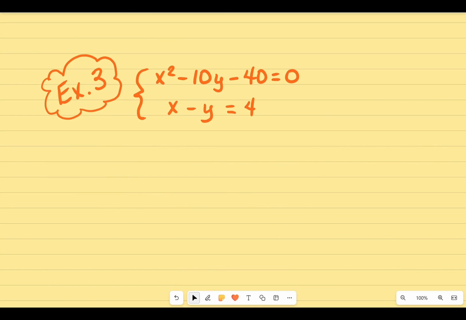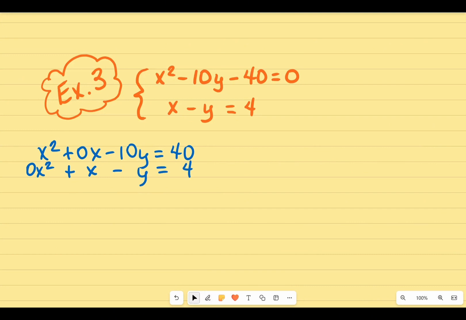All right, so the first thing I would do is rewrite these systems, because I noticed that the first system has an x squared term, but the second one doesn't. The second system has an x term, but the first one doesn't. So this is what it would look like using a 0 placeholder. I would have x squared plus 0x minus 10y, and I would move that negative 40 over to the other side, which means I have to change the sign. So it's now positive 40. And on the bottom, I don't have an x squared term, so it's going to be 0x squared plus x minus y is equal to 4, and I don't change the sign of 4 because it's already on the correct side.